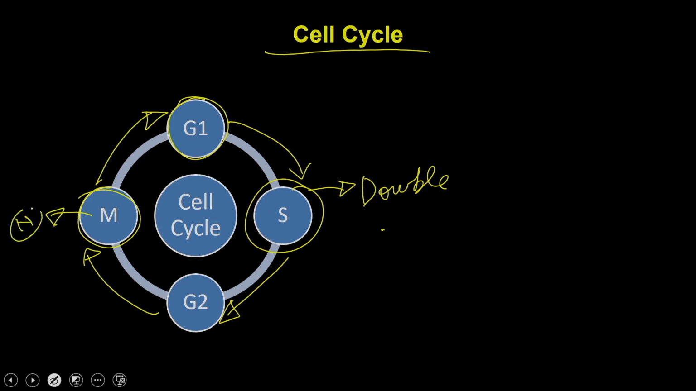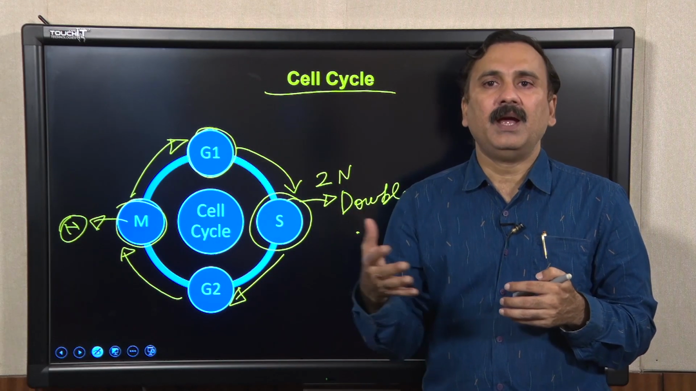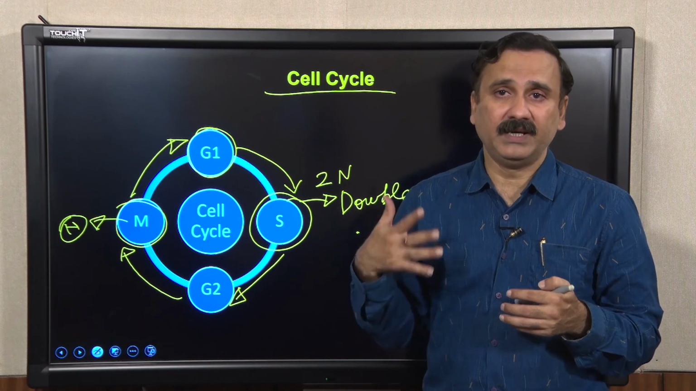So, you can imagine that if I am starting with n amount of DNA, it is going to be 2n at this moment, and then again it reaches n. So, if I want to study the cell cycle, I can just stain the cells with propidium iodide and look for the content of DNA.